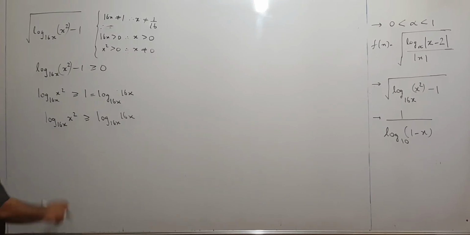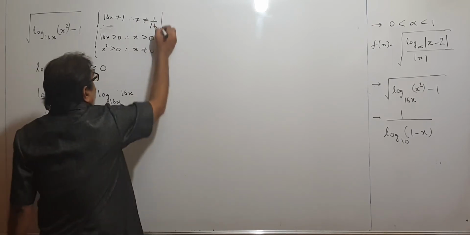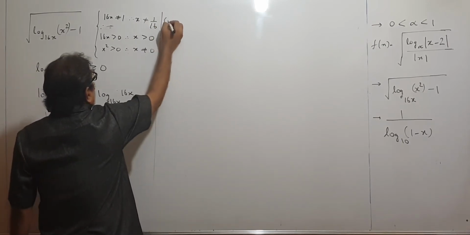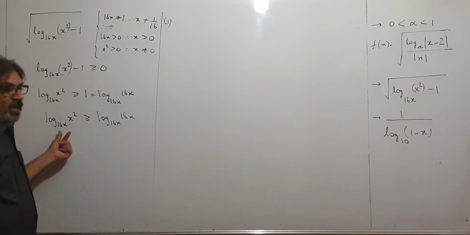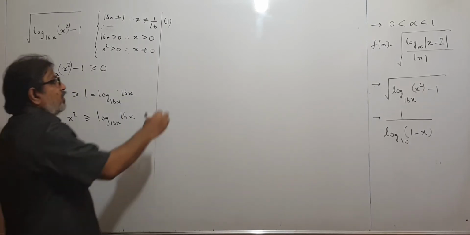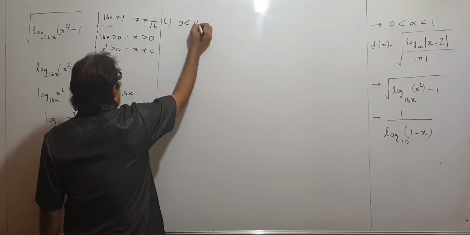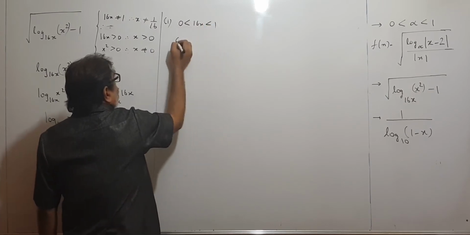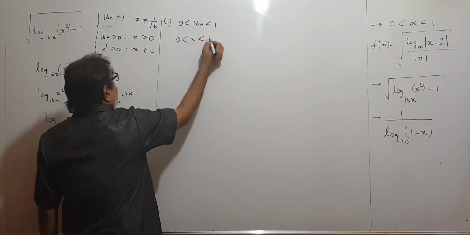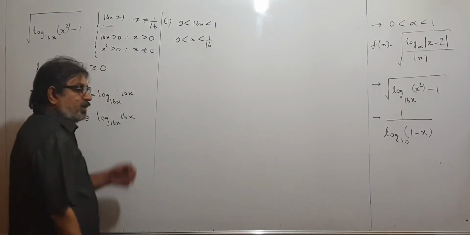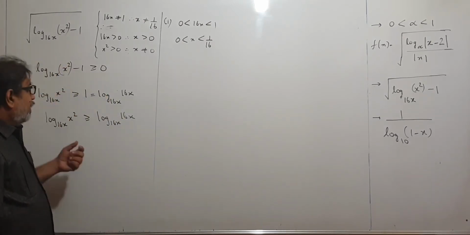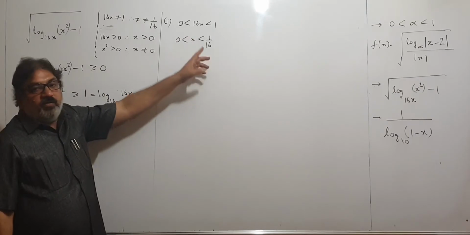Now children, we don't know whether 16x is between 0 and 1 or more than 1. So you will definitely get two cases. Case number 1 is 16x lies between 0 and 1. So 0 < 16x < 1. That means 0 < x < 1/16. If that is the case, then our base is between 0 and 1.